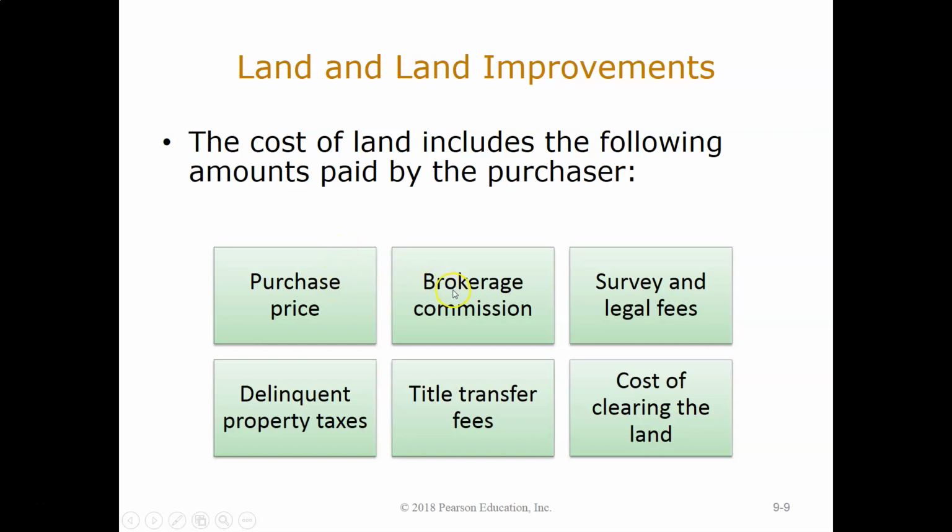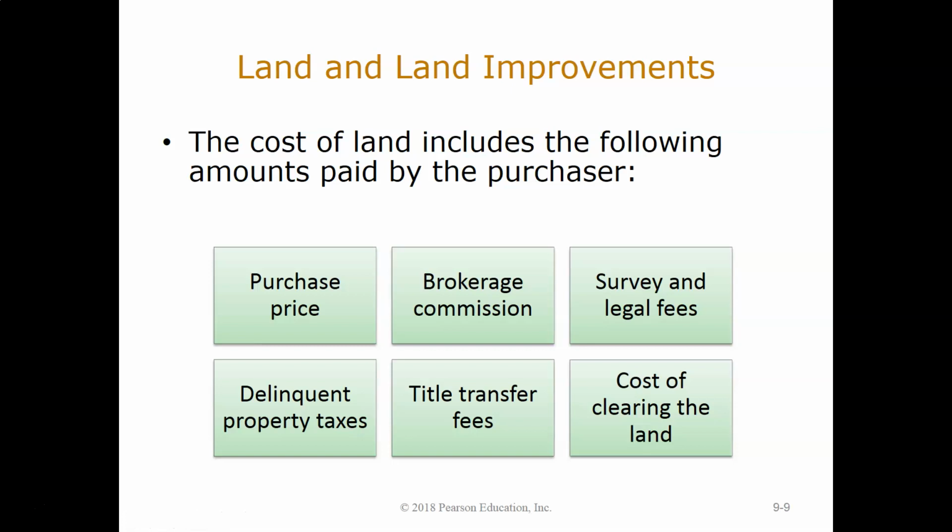I also may pay a commission to a broker, right, or a real estate agent. I may have to have that property surveyed and pay lawyers to handle the sale, to make sure I will have title, things like that. Any property taxes the previous owner didn't pay, if I'm responsible for them.